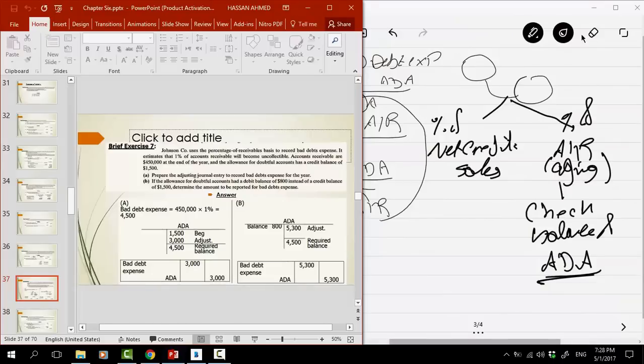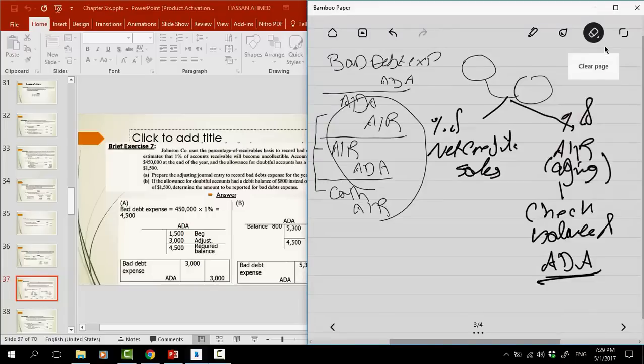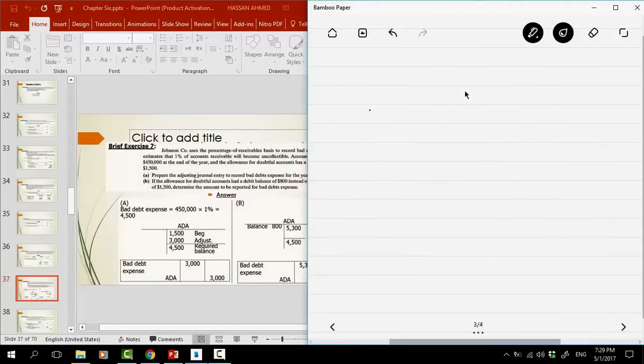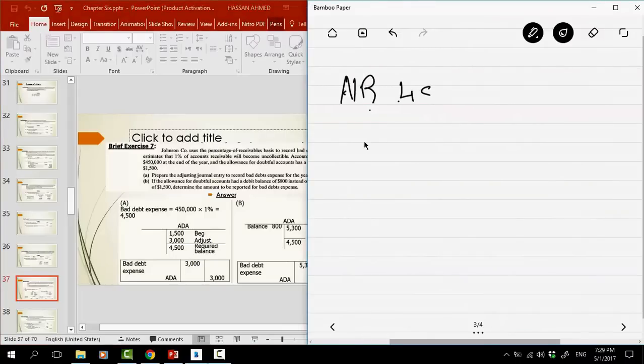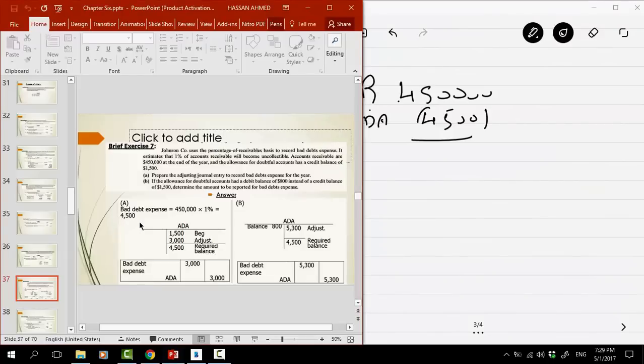If in this problem we were required to prepare the balance sheet, what will be the journal? The balance sheet will show accounts receivable, in this problem 450,000, minus the ADA. Where is the ADA? The required balance. If the required balance is 4,500, why did we record 3,000 to reach this amount? This will be valid under which method? The percentage of accounts receivable only.